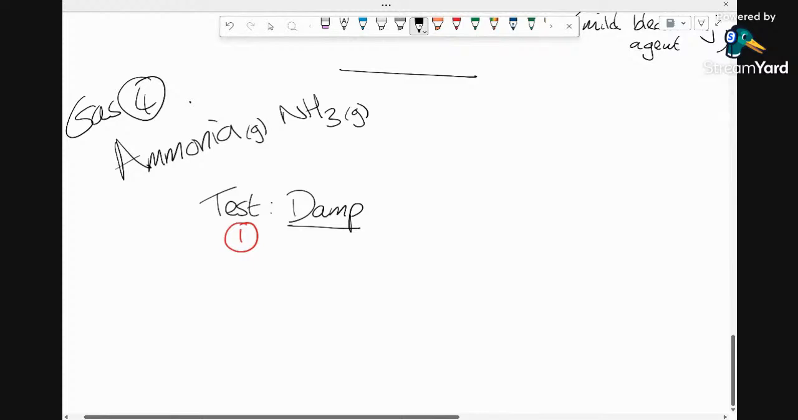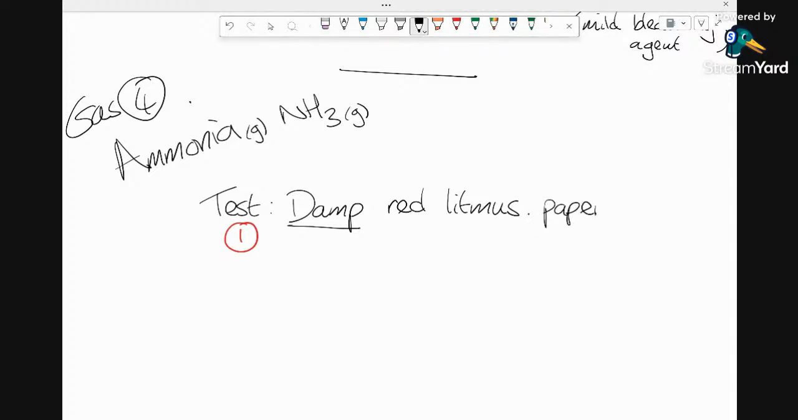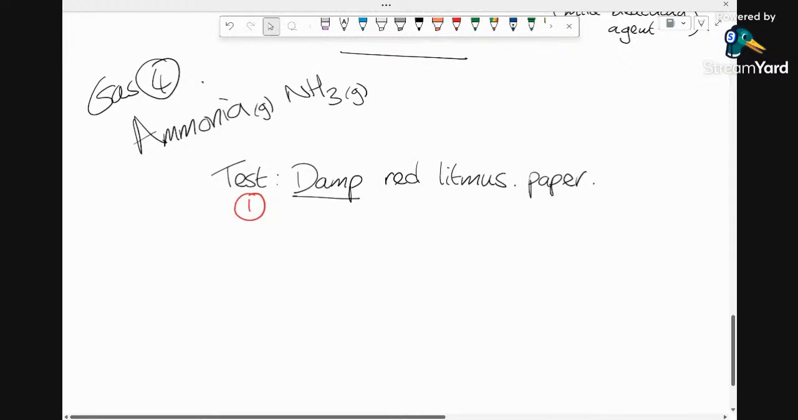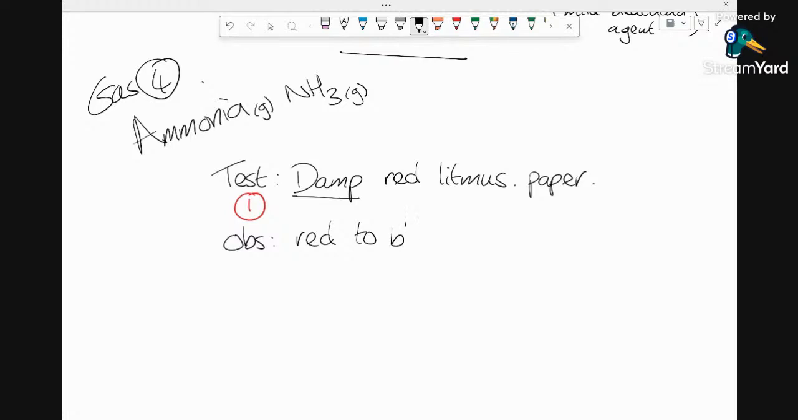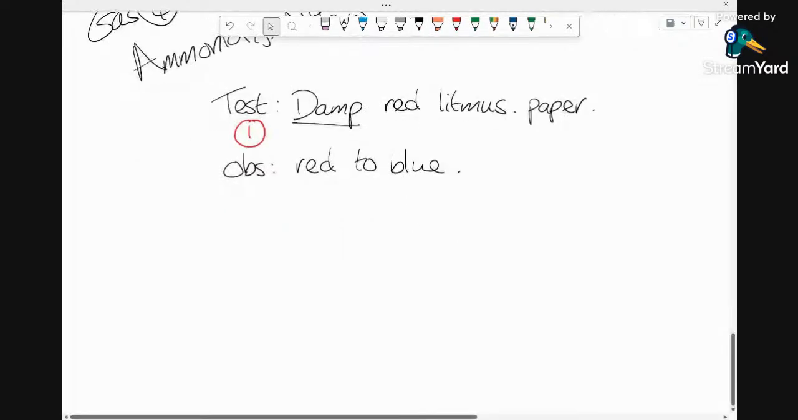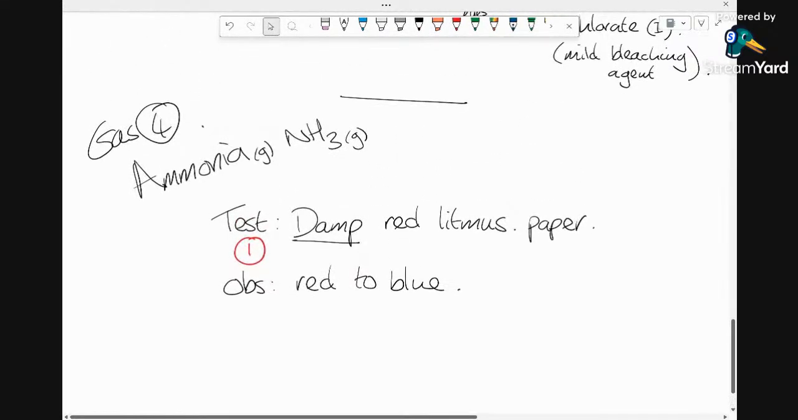This is another one. I need water here, folks. I've got damp red litmus paper. Notice I've switched color. This is not damp blue litmus paper like chlorine. This is now damp red, which means it's detecting an alkali. Let's do the observation. Observation is going to be, it turns blue. Red to blue. Always give the before and after. Red to blue. So it's telling us that ammonia is an alkali.